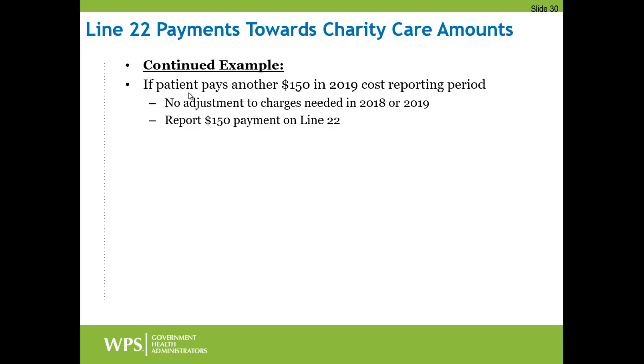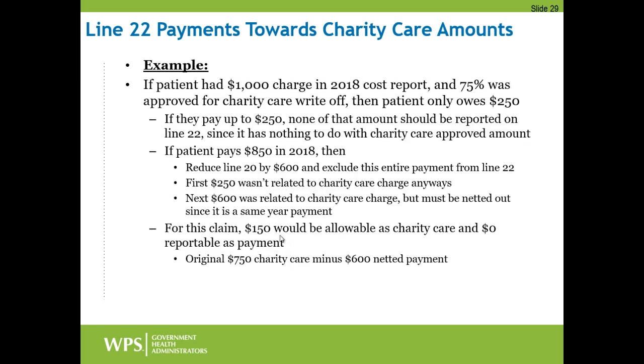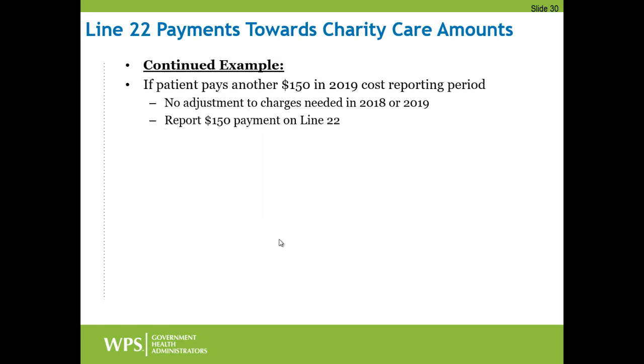Now let's say they pay another $150 in the next year's cost reporting period. So notice $150 was allowable in charity care in 2018. Now in 2019 they've paid $150. Even though it was approved for charity care, that patient wanted to pay their entire bill, so they've paid it in 2019. There is no adjustment to charges needed in either 2018 or 2019.